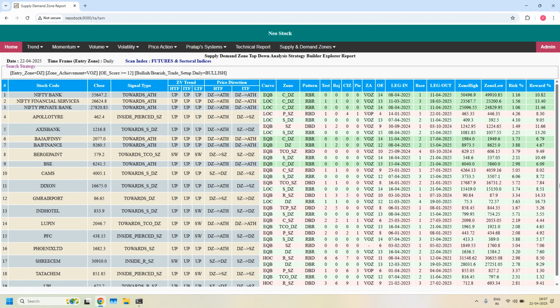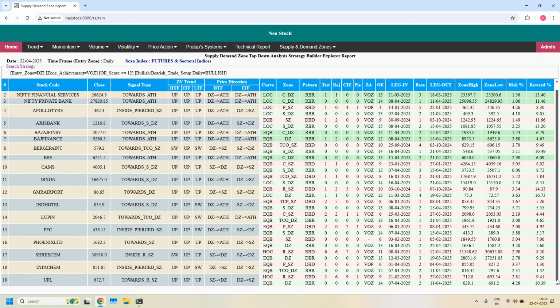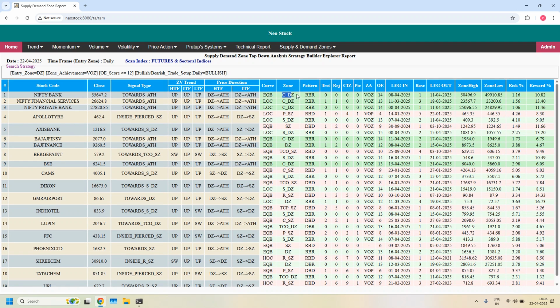19 stocks. First 18 stocks in the list. NIFTY Bank and NIFTY Financial Services, both listed in F&O, are supporting bullish trade setup. And the daily zones are all-time high daily demand zones. I'm scrolling the list down. Total 19 stocks are filtered for bullish trade setup for monthly income trade, and all the entry time frame zones are daily demand zones until here.